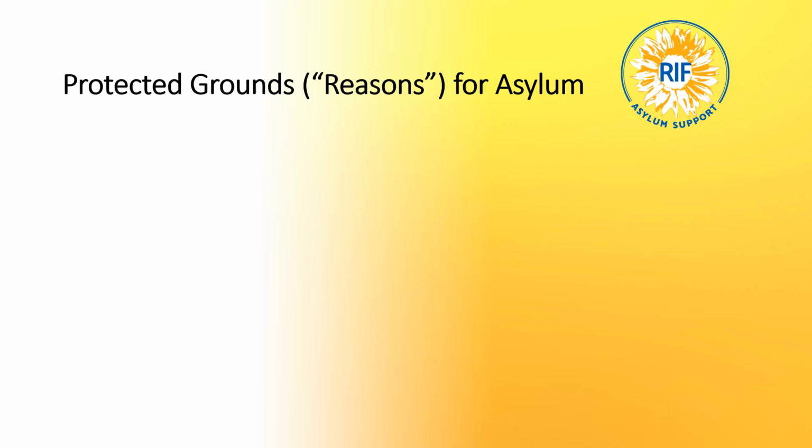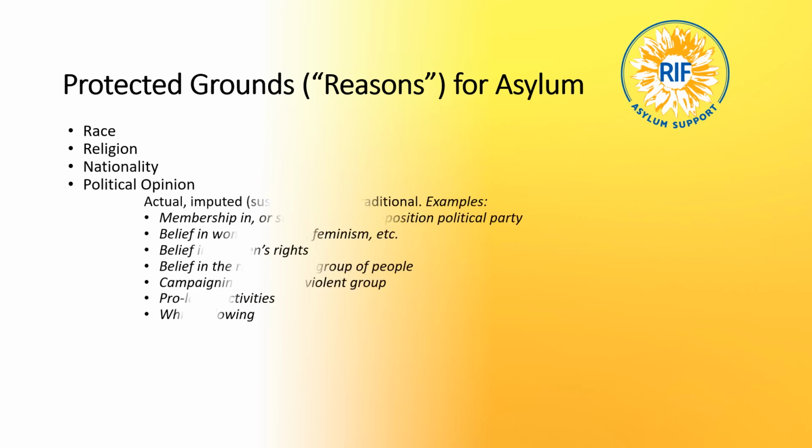So what are protected grounds or reasons for asylum in more detail? It can be persecution based on your race, your religion, your nationality, your political opinion. And this political opinion can be actual or suspected and is non-traditional for that country. For example, it's membership or support of an opposition political party, belief in women's rights, feminism, belief in children's rights, belief in the rights of any group of people, campaigning against a violent group, pro-labor activities, or whistleblowing.